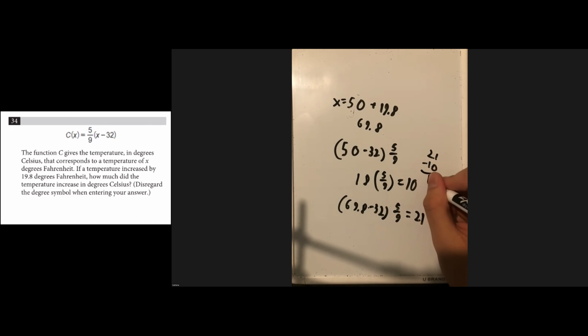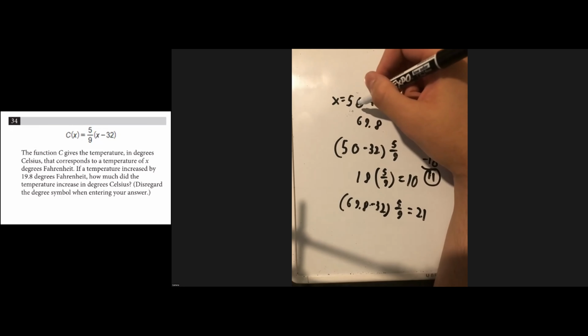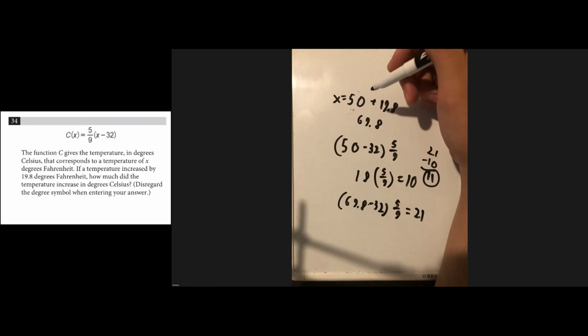And so you can use any starting value. Like I used 50 here, but you can use 30, you can use 40, you can use whatever starting value you want, as long as you're not ending up with a negative degree Celsius, because that causes some problems when you're finding your answer. And I think that's it.